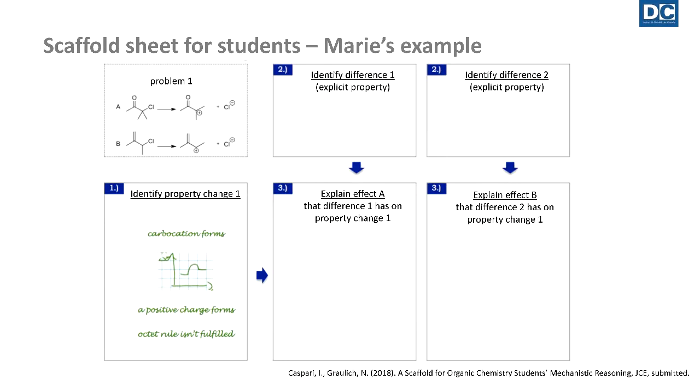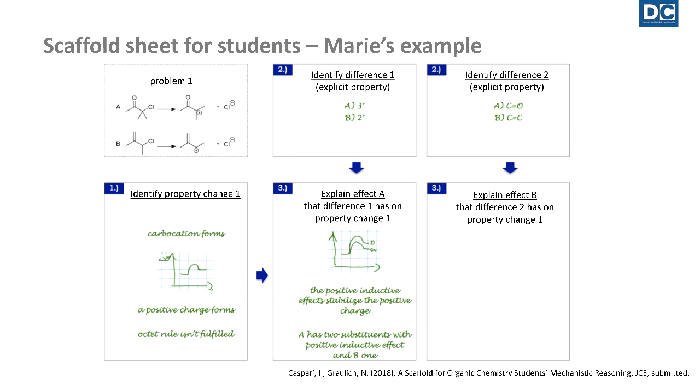So she first identified the change, so it's talking about the carbocation. Then she identifies the two differences: two methyl versus one methyl group, or tertiary versus secondary, and the other structural difference, CO versus CC. And then she explains the effect between the explicit structural difference and the change. And she's saying the positive inductive effect stabilizes the positive charge.